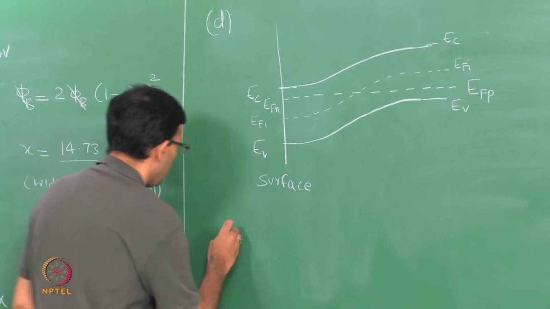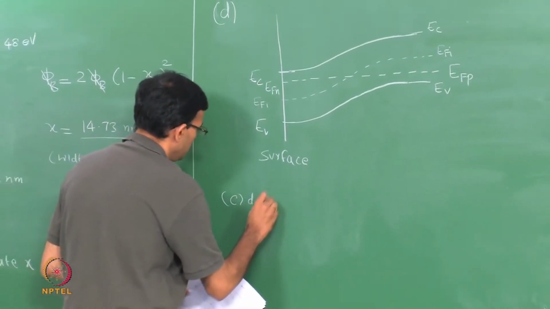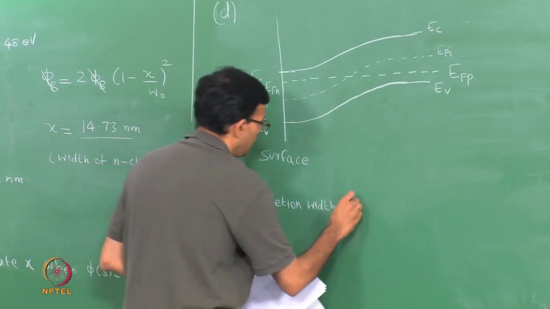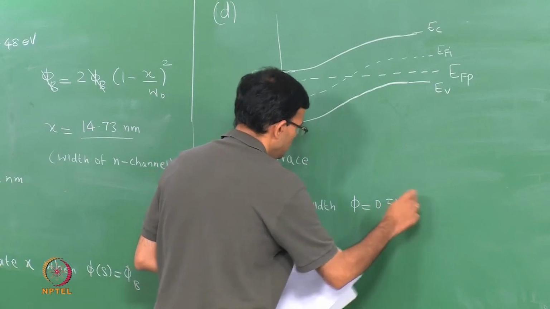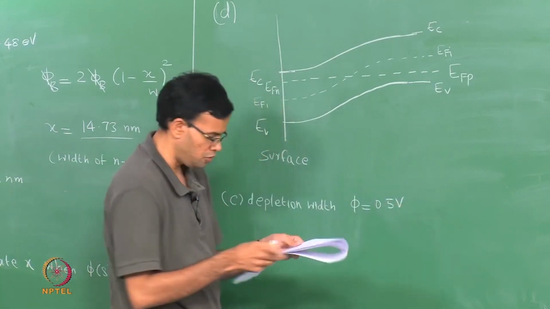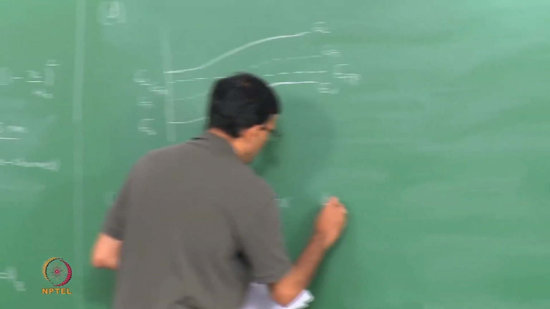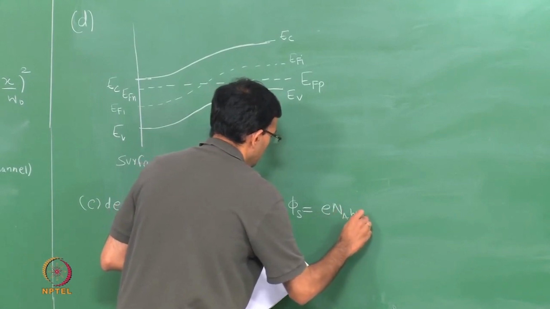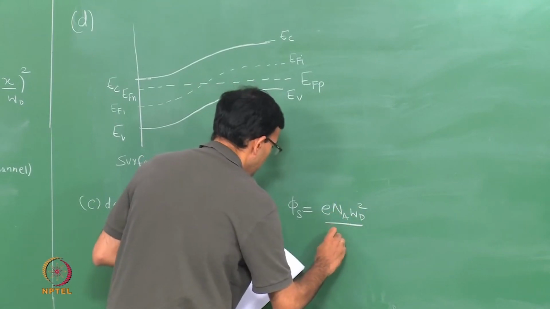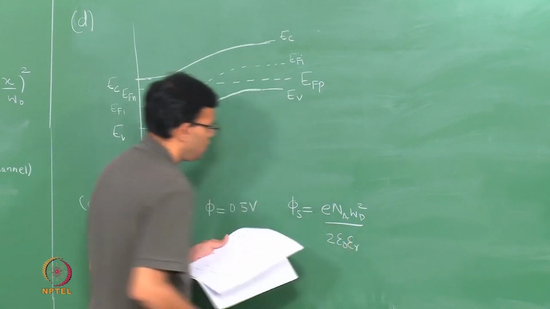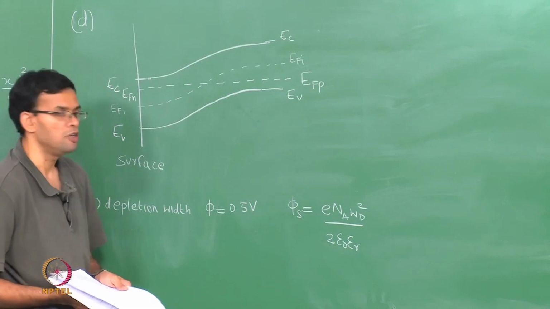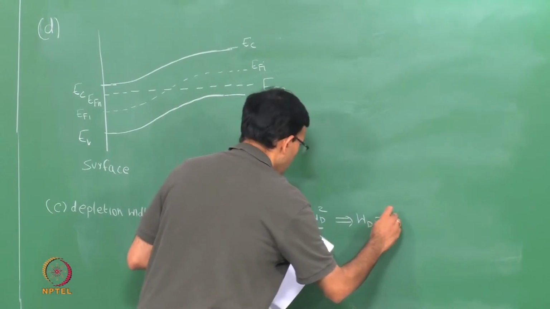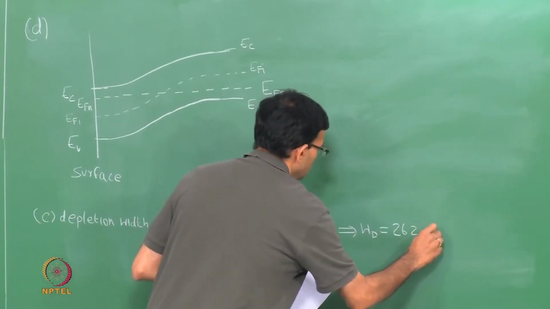So, part C wants to calculate the depletion width when phi is 0.5 volts. So, once again you have to just use the formula. So, phi s is equal to E N A W d square by 2 epsilon naught epsilon r. So, all the numbers are essentially known, we only want to calculate W d. So, W d is 26.2 nanometers.